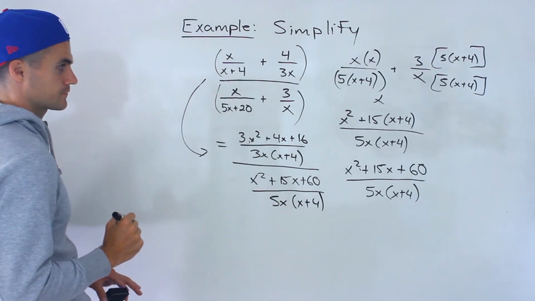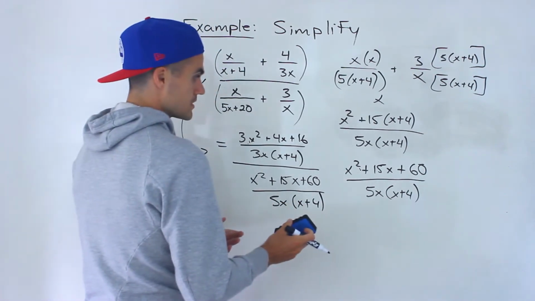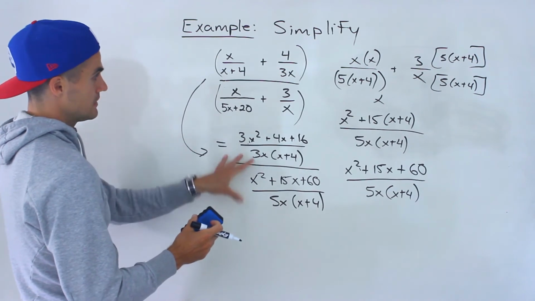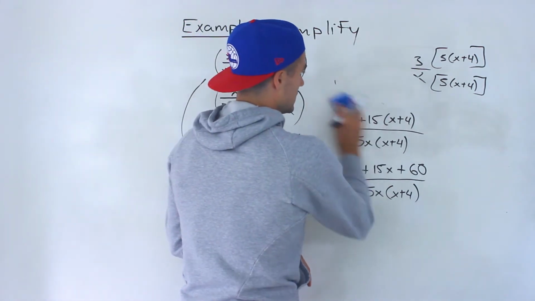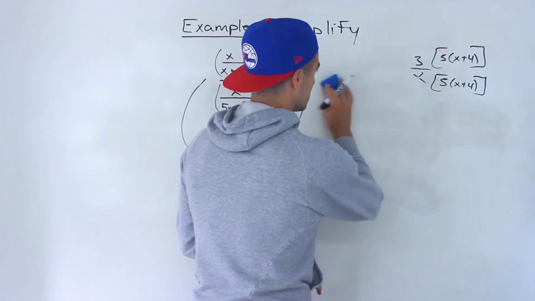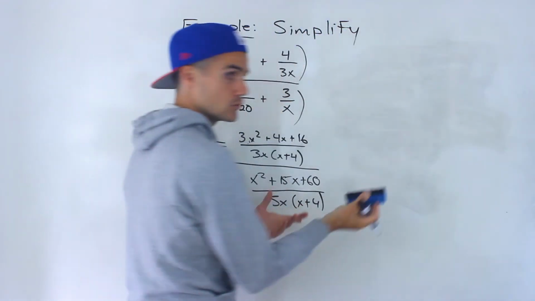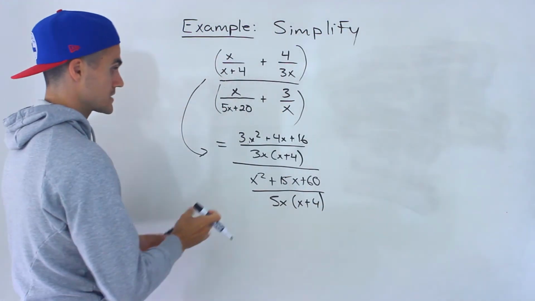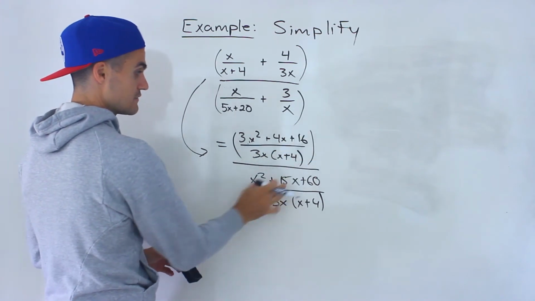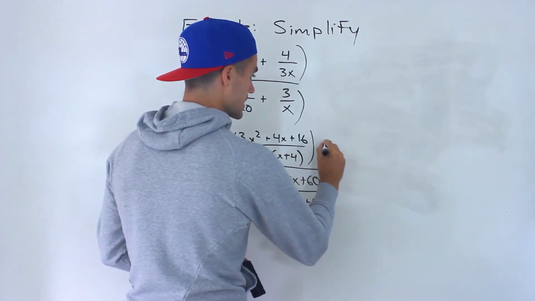Like that. And so now notice, in my opinion, I feel like this is better to work with than this because now we have single fractions in the numerator and the denominator. So it's like this divided by this.